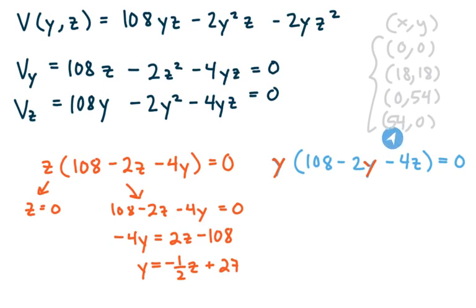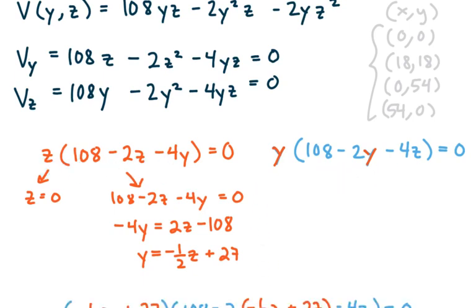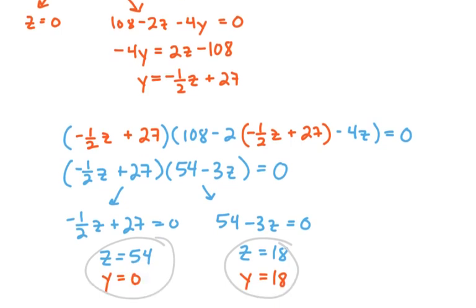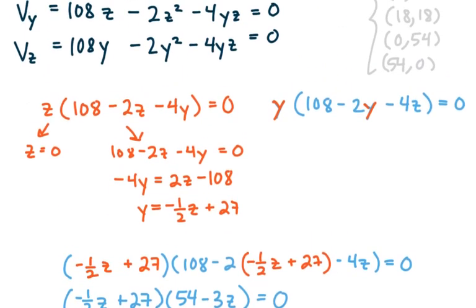And so again, this 54, 0: if I had taken this equation, isolated the z and said that z equals -1/2 y plus 27, and I plug it in over here, I get something that is identical to this, but with y's. And so then I would calculate y is 54, z is 0. And then we get that 18, 18 again. So we'd have to do that in both directions.